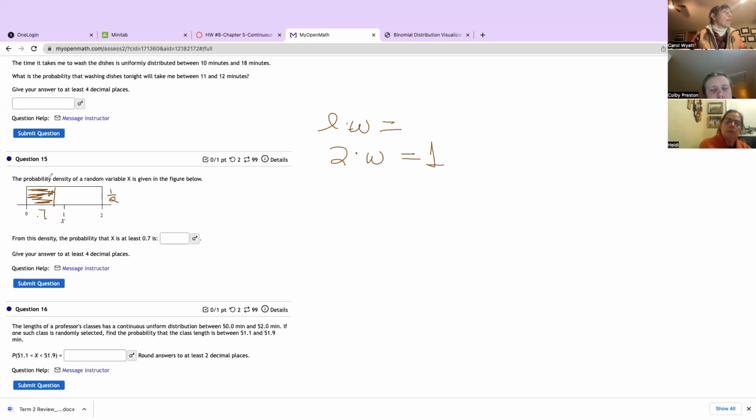So in order for the area of this whole thing to be 1, this height has to be 1/2. And it turns out that height is always going to be the reciprocal of whatever your length is. That's how you get 1.